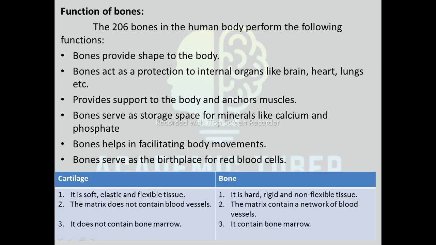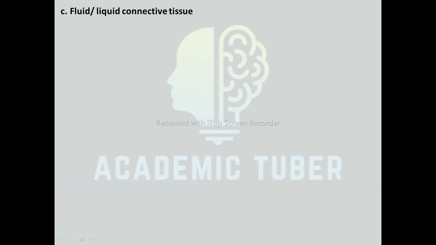Differences between cartilage and bone. Cartilage, it is a soft, elastic and flexible tissue, whereas bone, it is hard, rigid and non-flexible tissue. In cartilage, the matrix does not contain blood vessels, whereas the matrix contains a network of blood vessels in bones. Cartilage, it does not contain bone marrow. Bone, it contains bone marrow.